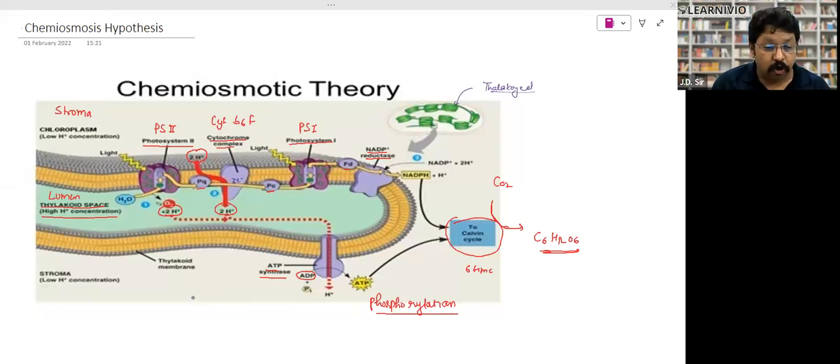Try to understand, at the leakage of two hydrogen ions, formation of one ATP molecule will take place. So at the leakage of every two hydrogen ions, one ATP molecule will be produced. This mechanism of production of ATP is called chemoosmosis. Is it clear or not? Yes, sir.